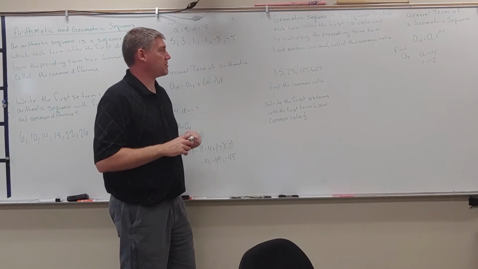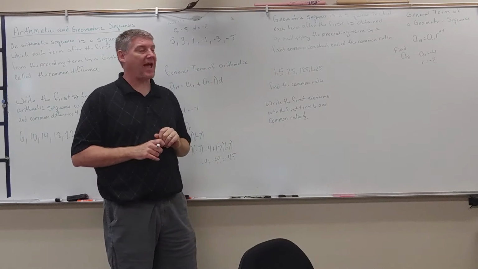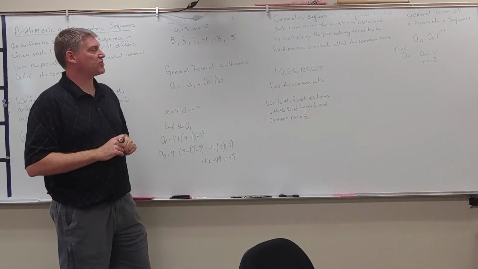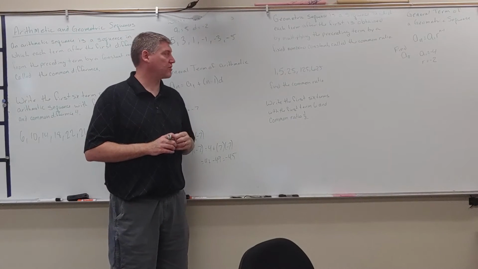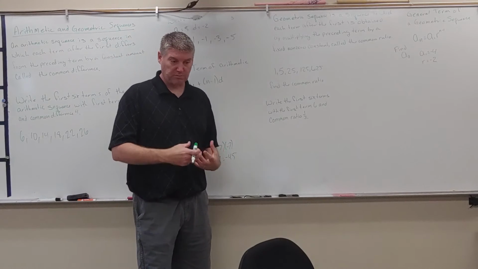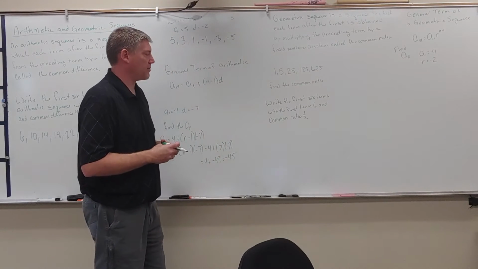A geometric sequence is a sequence in which each term after the first is obtained by multiplying the preceding term by a fixed non-zero constant called the common ratio. So now you're going to multiply. You're multiplying by a common ratio.